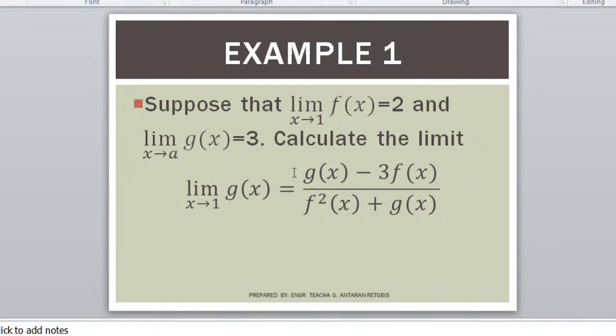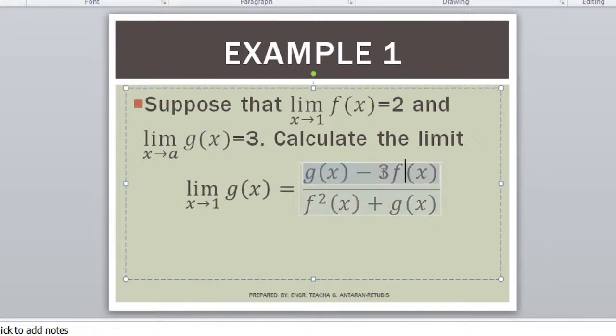As you can see, we are given here g of x, minus 3f of x. We have to get first the square of f of x and then add it to g of x. Now, if you can observe class, the operation is already a combination. We have subtraction, multiplication, a power, and division.